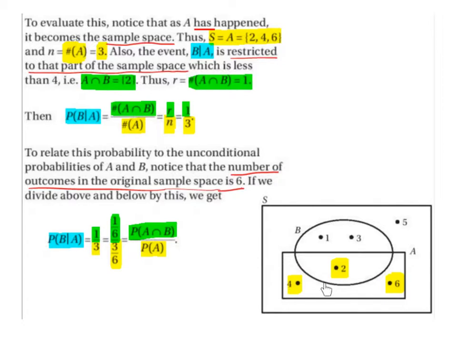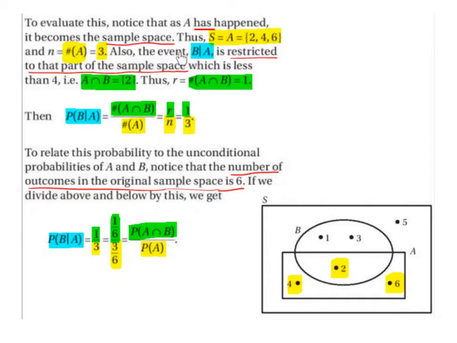So set A has now become the sample space. That's why it's drawn in as a rectangle, because we know that this happened. We were told that one of the numbers was even. So the sample space is equal to set A, which is equal to 2, 4, or 6. And therefore n, which is the cardinal number of elements in the sample space, or the cardinal number of elements in set A, is 3.